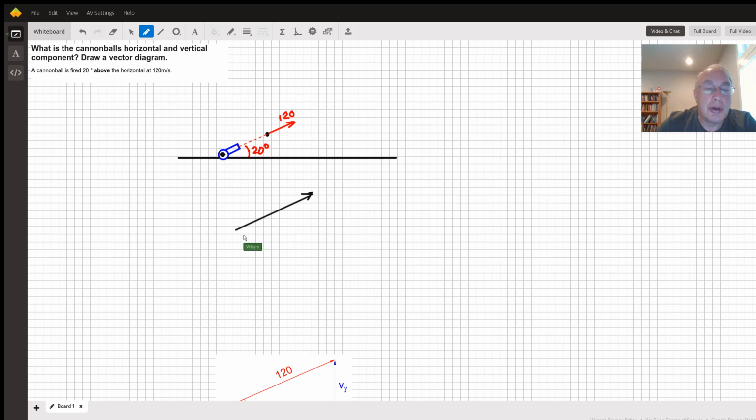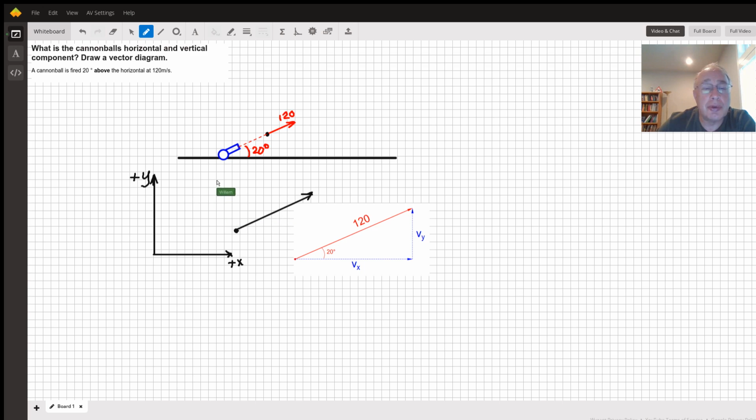And now what we want to do is create the components of this in the X and Y direction. To do that, first of all, we have to define what our X and Y directions are. So let's do that. Let's just pick the standard: Y direction is up, and X direction is to the right. And now we can take this vector and create parts that fall along the X and the Y axes. I've already drawn out a triangle here that represents that.